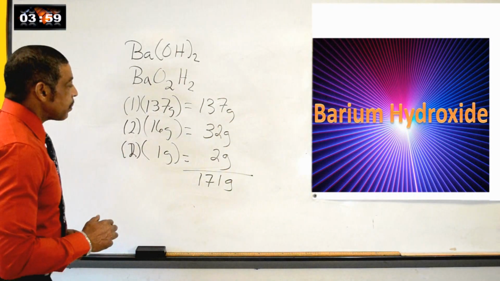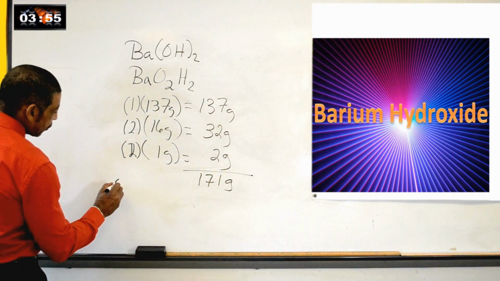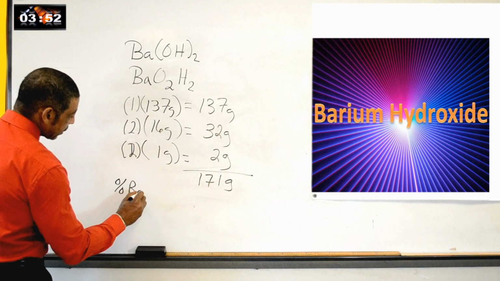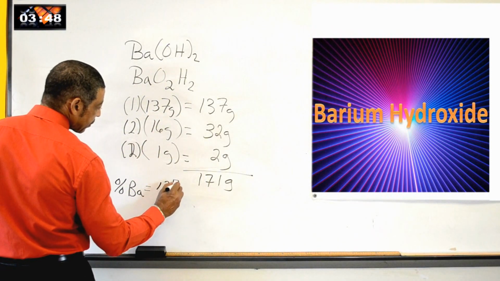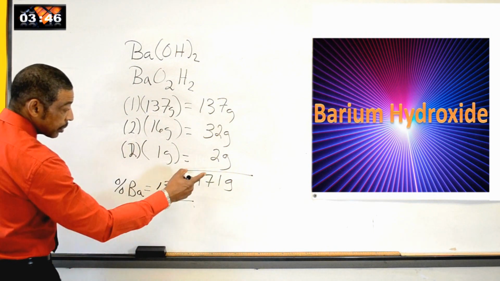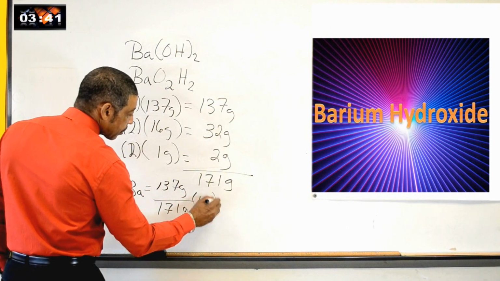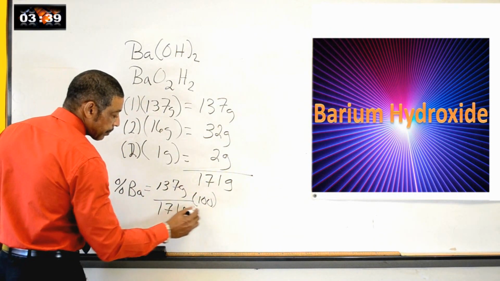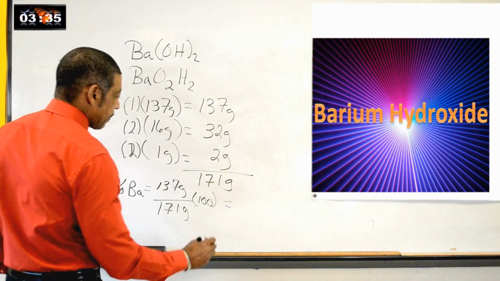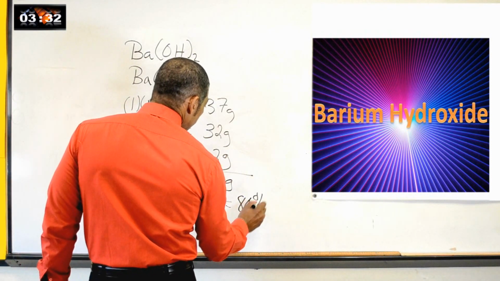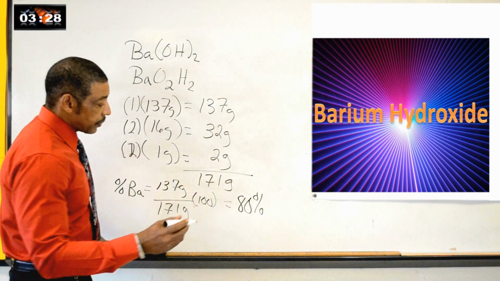So to determine the percentage of barium in the compound, percent barium, Ba, is equal to part, which will be 137 grams, divided by the total, which is 171 grams, times 100. Remember, this will be our numerical setup here, okay? And the calculated result will be 80%. So this compound is 80% barium, 80% Ba.